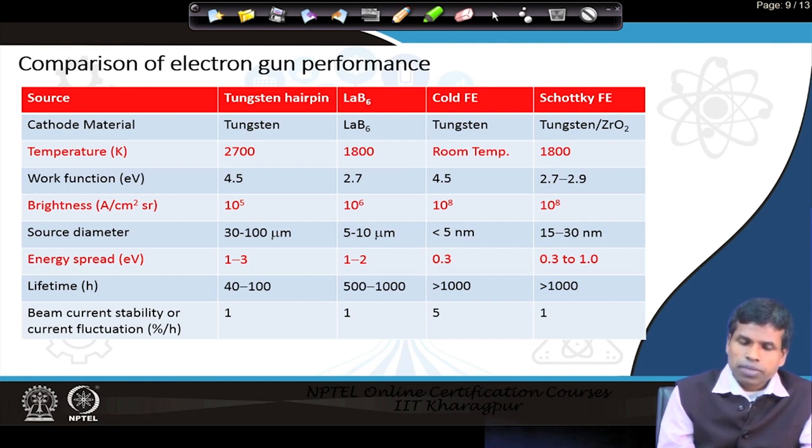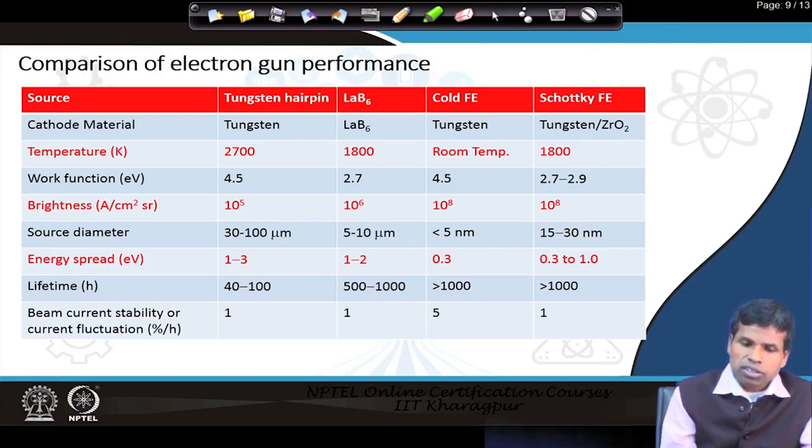As you see, the maximum temperature applied to a tungsten hairpin gun is 2700. For lanthanum hexaboride, it is 1800. Cold field emission gun is operated at room temperature, whereas Schottky field emission is operated at 1800 Kelvin, because by coating with zirconia we reduce the work function to 2.7 to 2.9. Therefore, we do not need a very high temperature to emit the electrons. And the work function of tungsten is 4.5, which by coating with zirconia is reduced to 2.7. And in lanthanum hexaboride, we have 2.7.